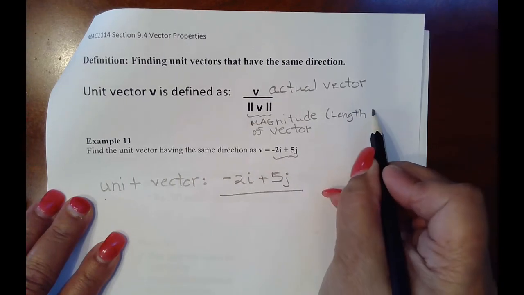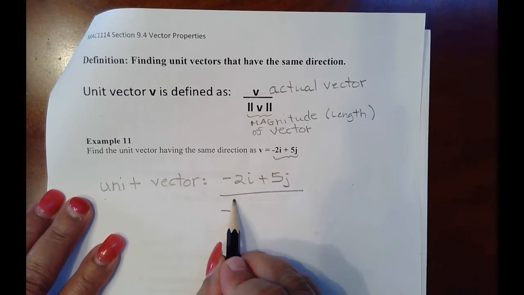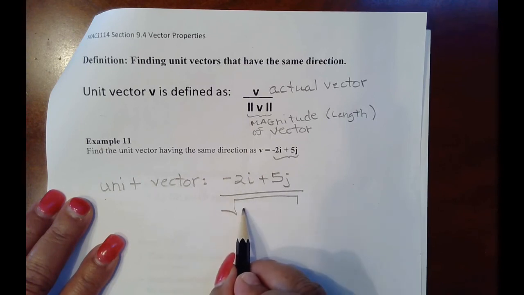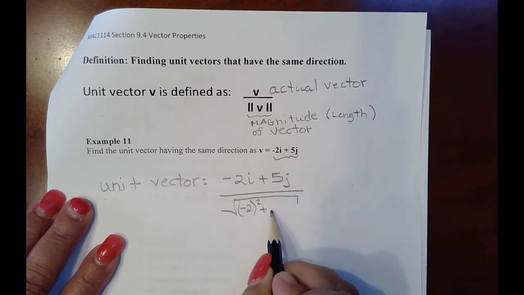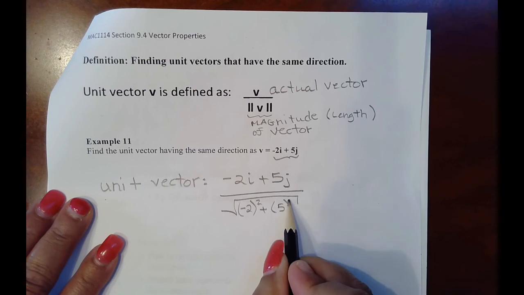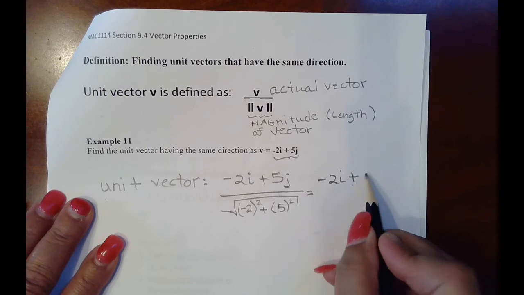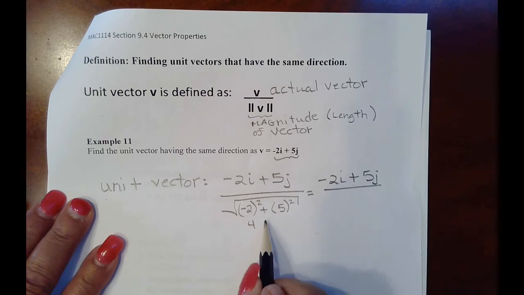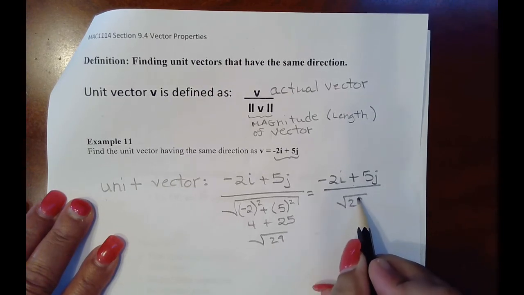That formula was introduced at the beginning of this section. Magnitude, you're just finding the length of this vector by squaring the coefficient of the horizontal component and squaring the coefficient of the vertical component. Okay, so this is -2i plus 5j divided by, this is 4, this is 25, so this is square root of 29.